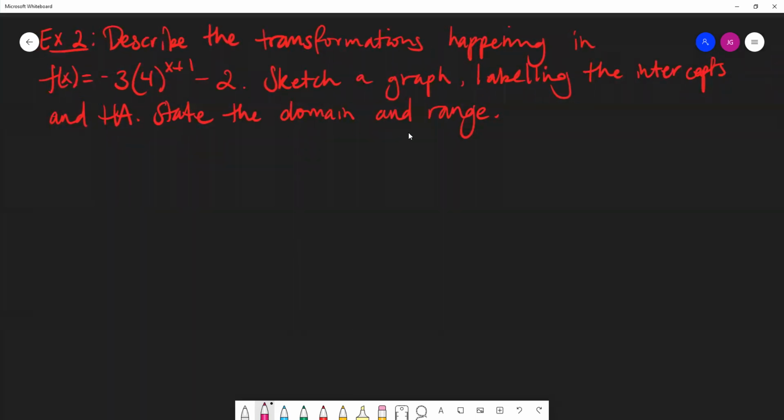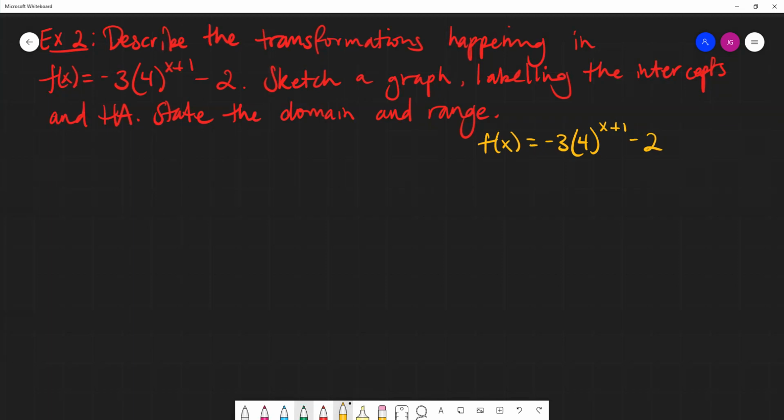Okay, describe the transformations happening here in our function. Sketch a graph, same exact steps, right? So let's start by describing our transformations. So we'll write down the equation again down here. Okay, so negative 3, 4, here's that parenthesis business I was telling you about, x plus 1, minus 2.